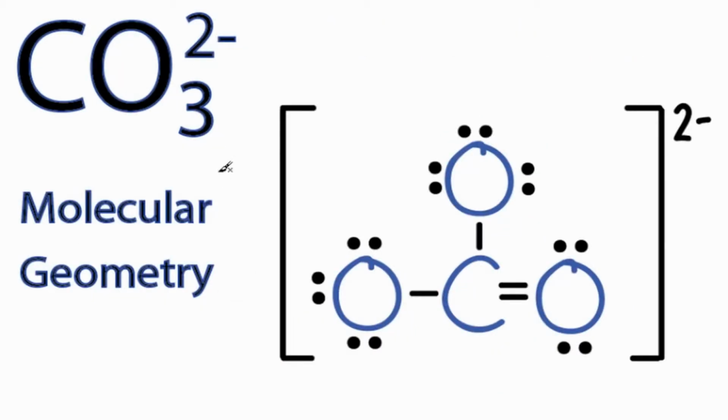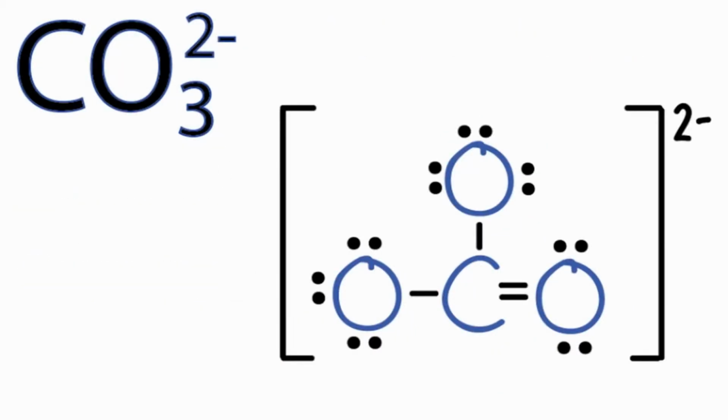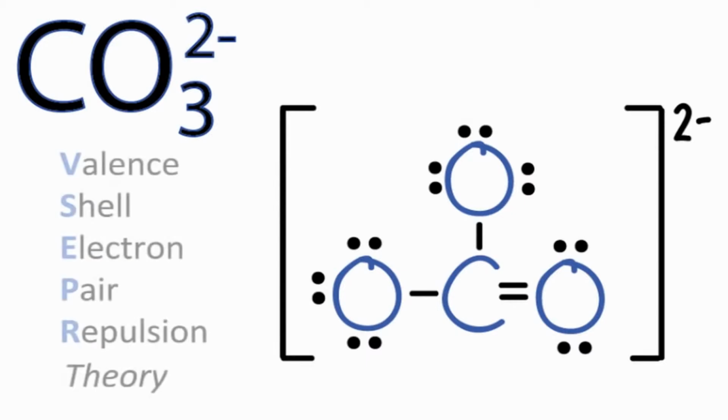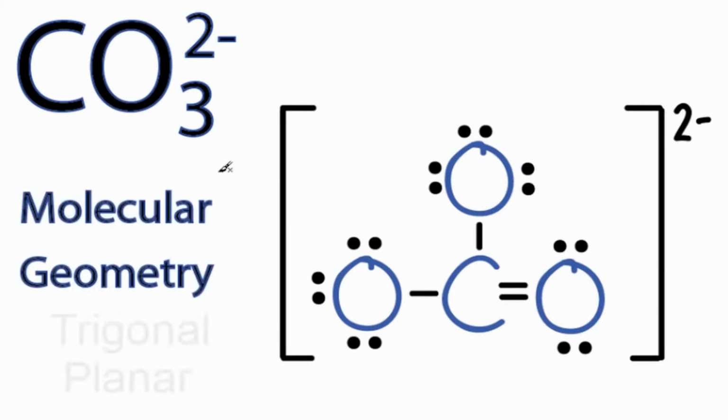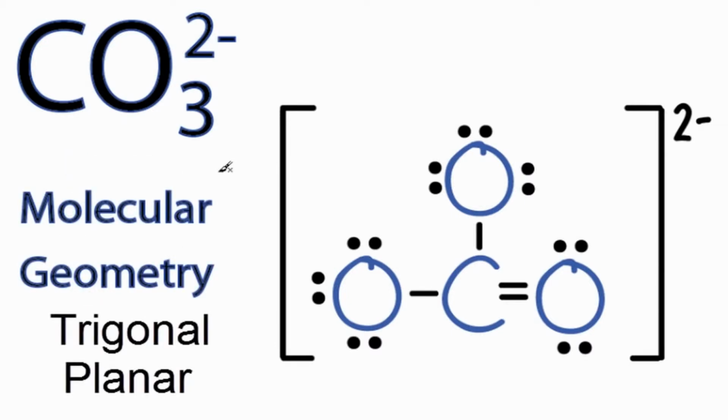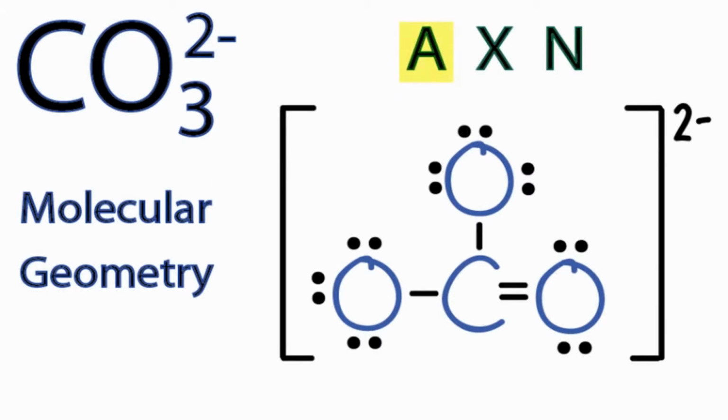Let's look at CO3 2-. We can see there are 3 oxygen atoms bonded to that central carbon. And according to valence shell electron pair repulsion theory, those 3 oxygen atoms are going to spread out as far away from each other as possible. That should give us a trigonal planar molecular geometry. We can also use the AXN notation to make sure we have the correct molecular geometry for CO3 2-. A, that's the carbon, and then X, that's the number of atoms bonded to the carbon. There are 3 oxygens, so we'll put a 3 there.